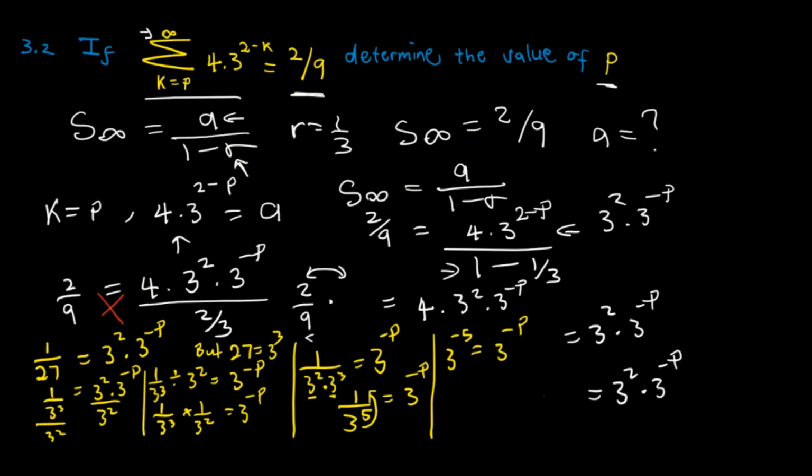So if you're having same bases like these ones, which are equal by this equal sign here, you're going to drop the exponents. So the exponent of these 3 here, it's minus 5, equals to the exponent of this 3 here, it's minus p. So minus p is equals to minus 5. So you divide the negative, it goes out, so which means that p is equals to 5. So this is the answer to this question here.